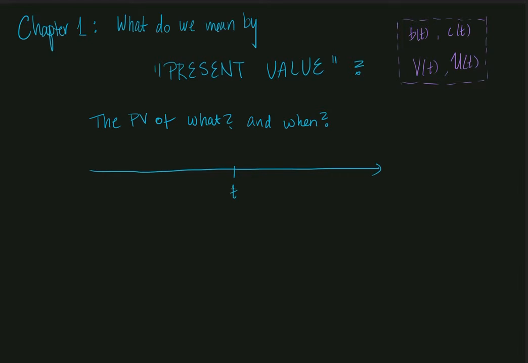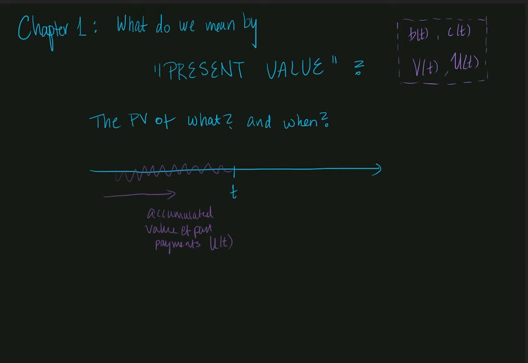Sometimes we say the present value at time t of some past payments, so of payments that have occurred in the past. If we do that, then what we actually mean is the accumulated value of past payments. And that's what we call U of t in the book.